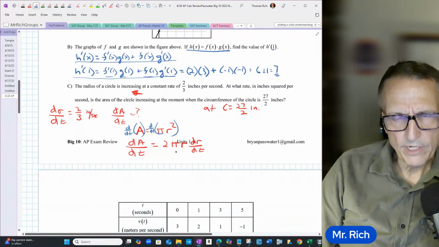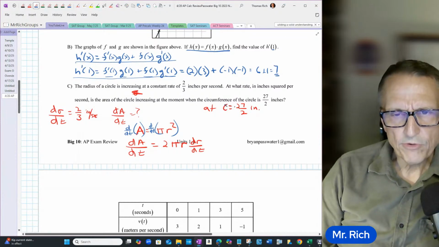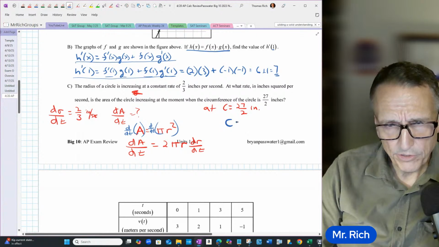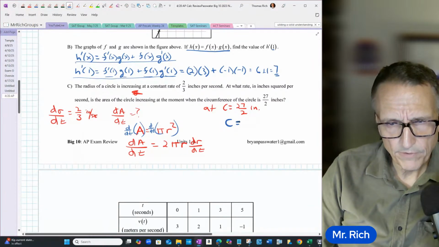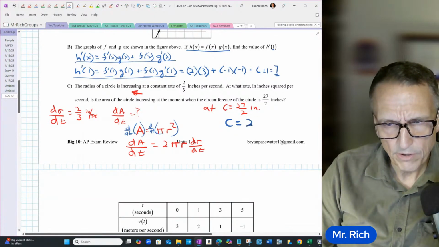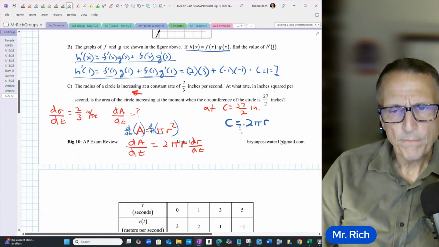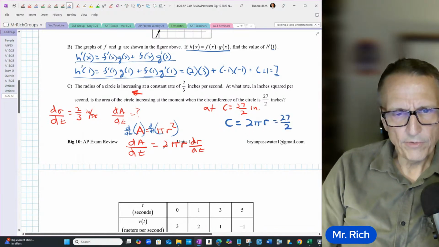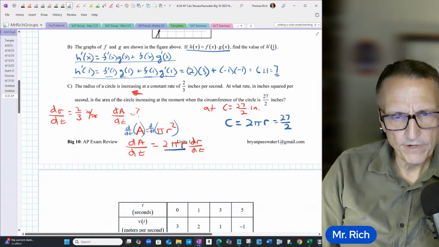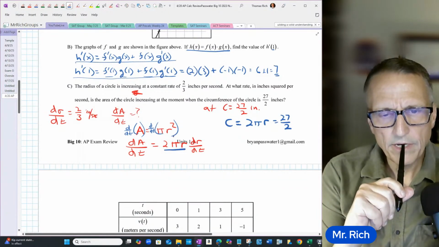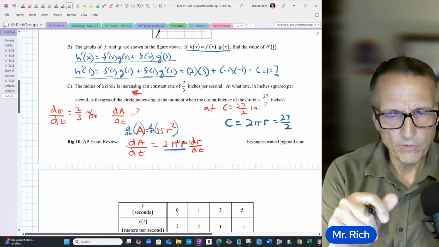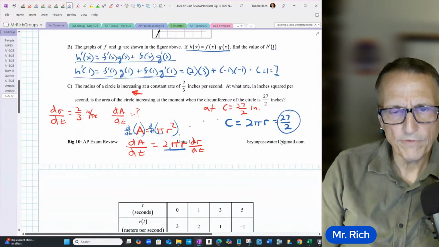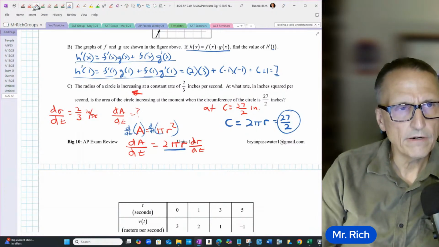Now here's something really interesting. The circumference of a circle, right? And by the way, you won't be given formulas for circumference and area of a circle on this test. You are expected to know those. But circumference is 2 pi r. And notice that when we took the derivative of the area, we got an expression inside the equation there, 2 pi r, which actually I can go ahead and substitute 27/2 in for 2 pi r right there.